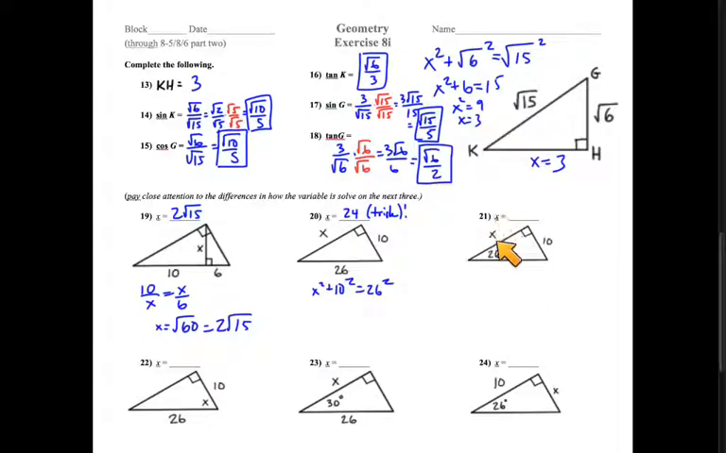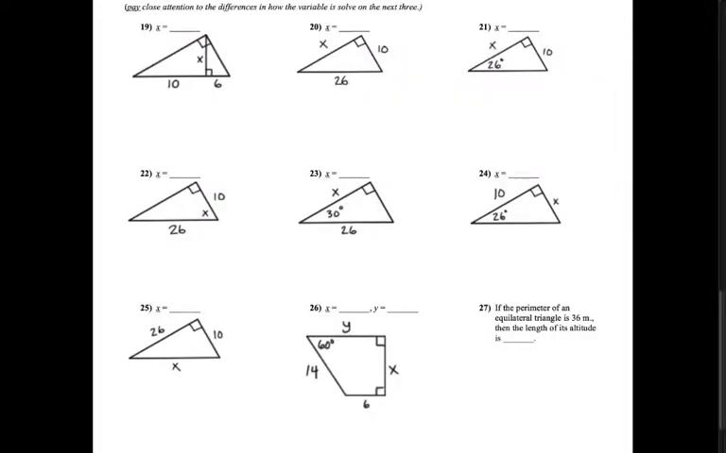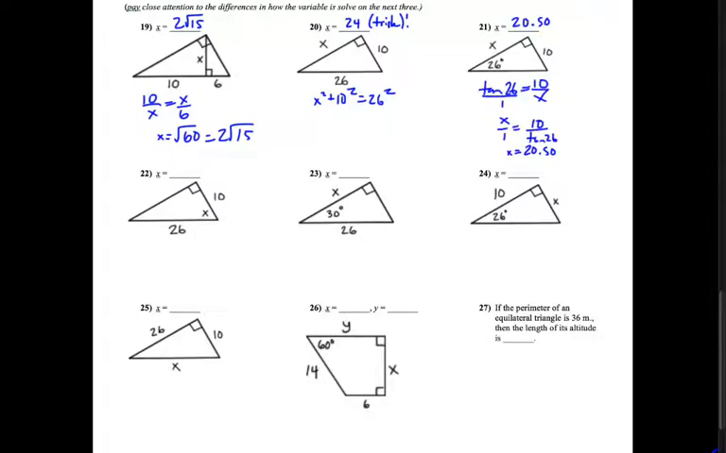Here, x is a side, 10 is a side, 26 is an angle. When you only have one side but have an angle measure, sine, cosine, and tangent. In this case, from the perspective of 26, 10 is opposite, x is adjacent. Solve. On the next guy, x is here, it's an angle. 26 is the hypotenuse, 10 is the adjacent, that's cosine. But because x is the angle, how do we get the x by itself? Arc cosine.